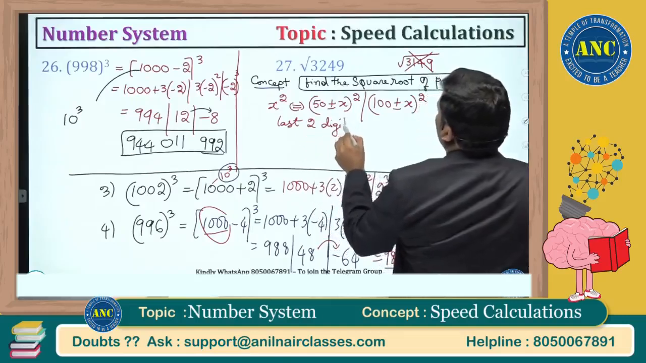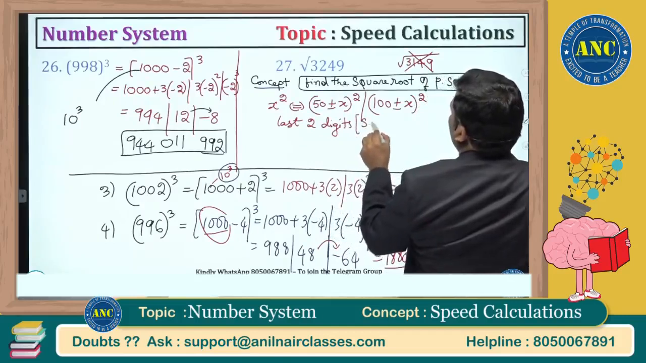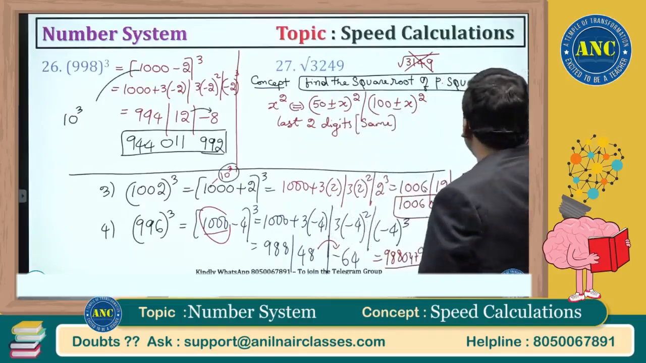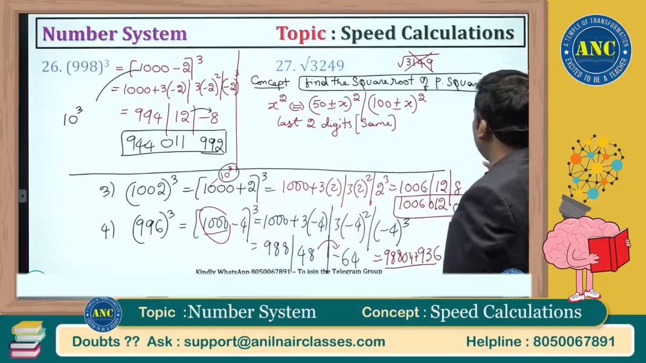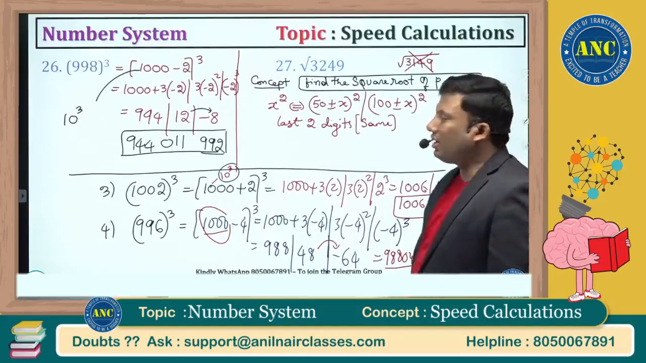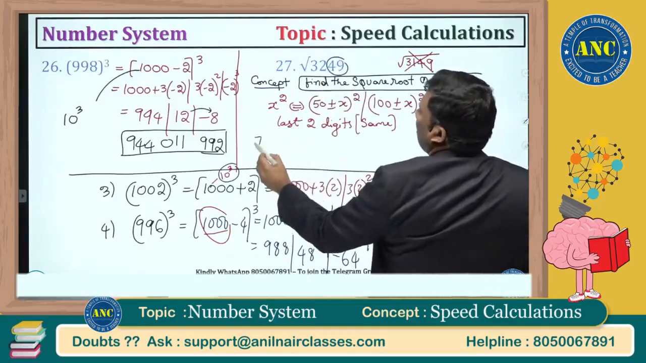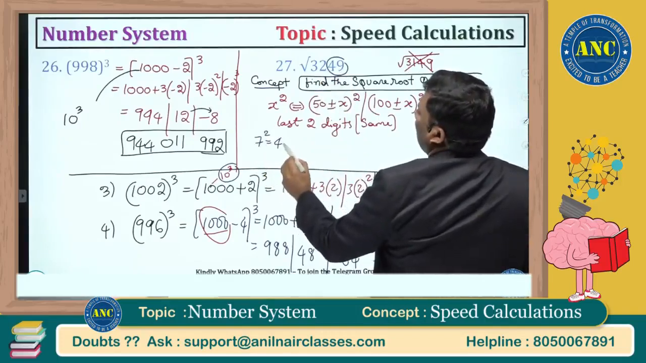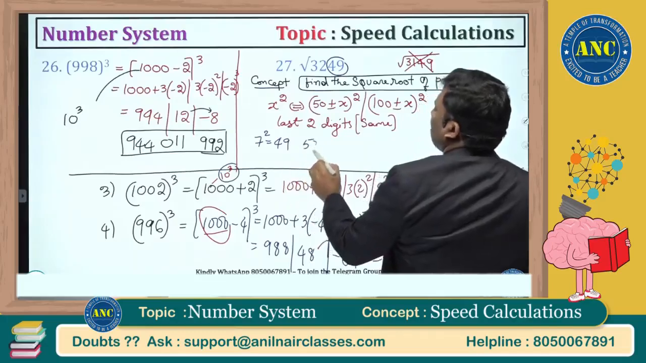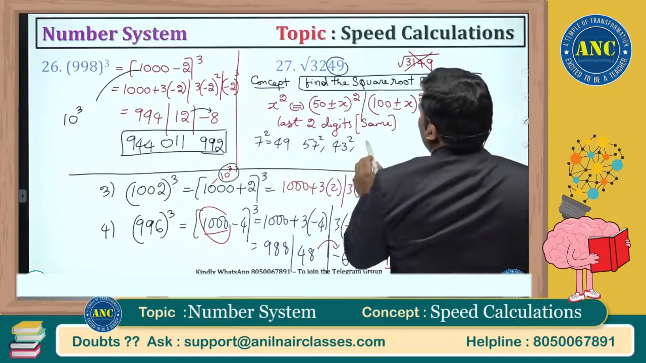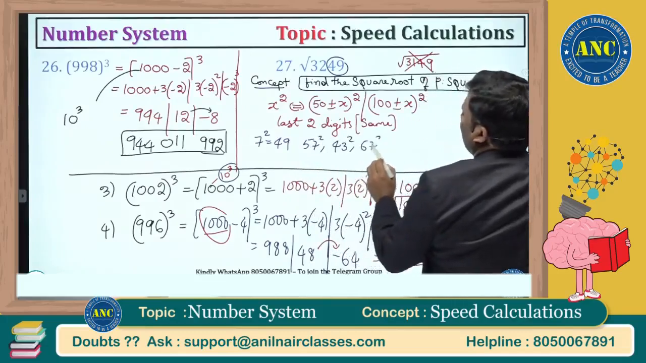Just by looking at a question, you will get these answers. What are the last two digits of this number? 49. 7 squared is 49. What will be the next numbers? 43 squared, 57 squared, 93 squared.